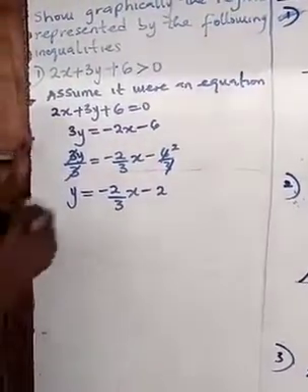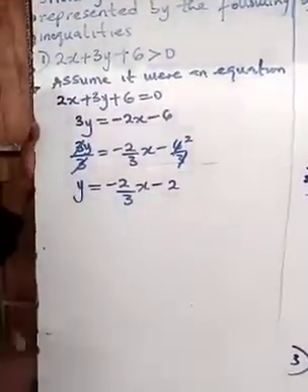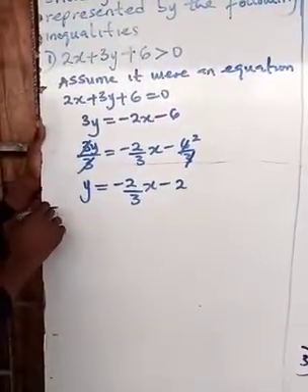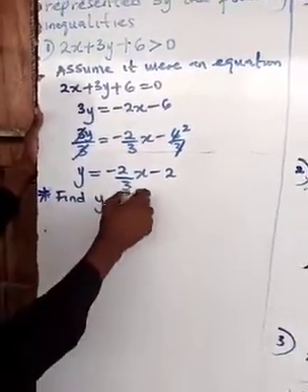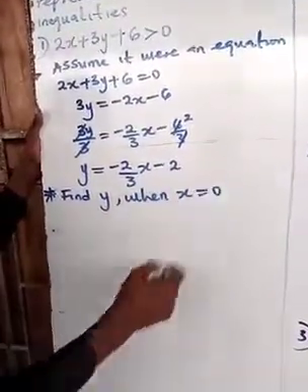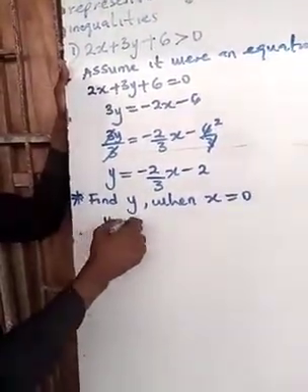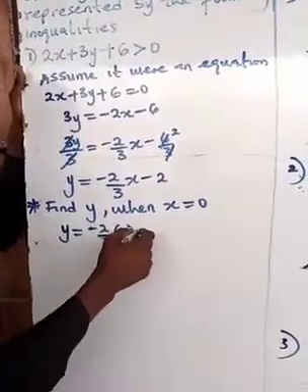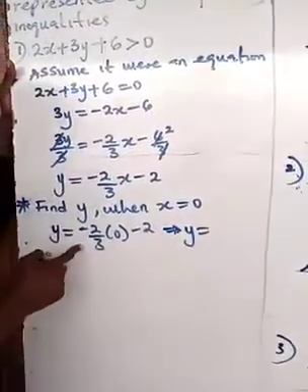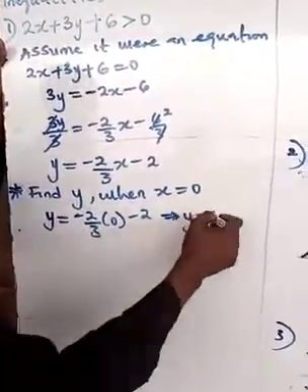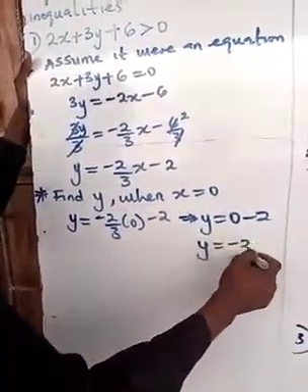So you now find y when x is 0. You first find y when x is 0, then you find x when y is 0. So let's use the first condition. Find y when x is 0. That means anywhere we see x, we put 0. So y is equal to -2 over 3 times 0, that's 0, minus 2. And 0 minus 2 is -2.